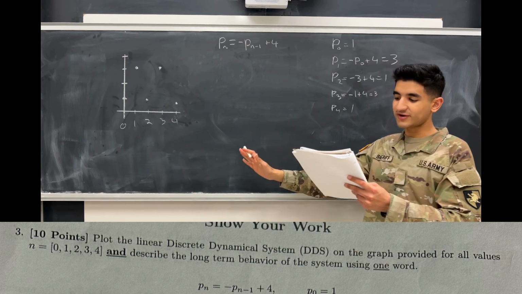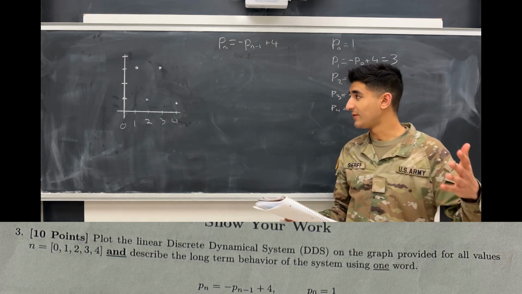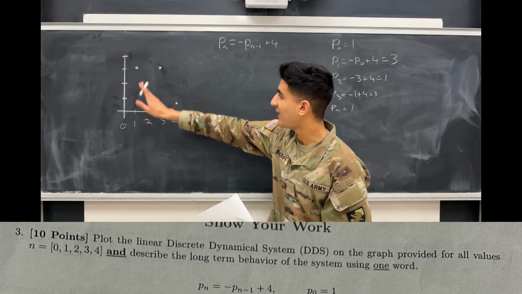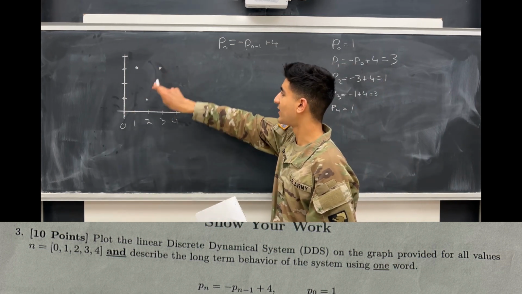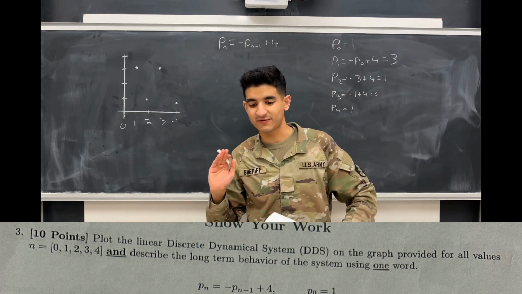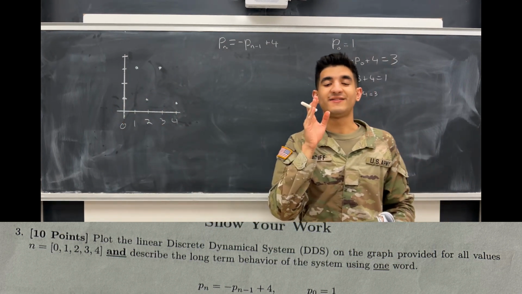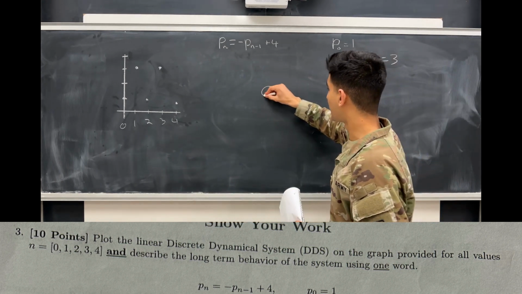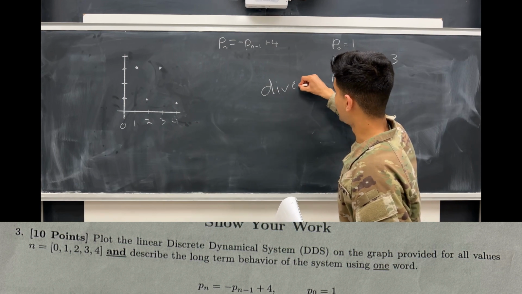Now that we have that graph set up, let's classify it using one word. So looking at the graph, can we see what type of behavior is happening? It's going up, down, up, down, up, down, up, down. And no matter how far we go, it's going to keep oscillating between the two. So we know that it's diverging because it never joins in together. So our word is diverging.